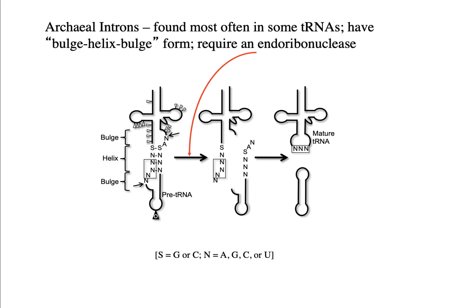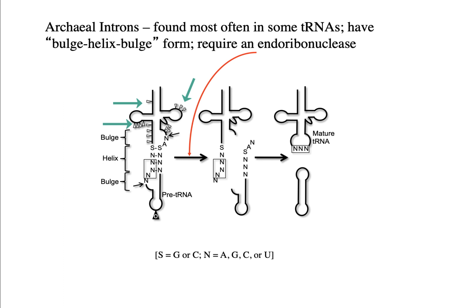Archaeal introns are quite different from the other introns, although they do have possibly a common origin. So on the end of some tRNAs, as well as some ribosomal RNA regions, these introns are often found. And they're found primarily in the anticodon loop, but as the little triangles indicate on the left-hand side, they can occur in many, many different places.